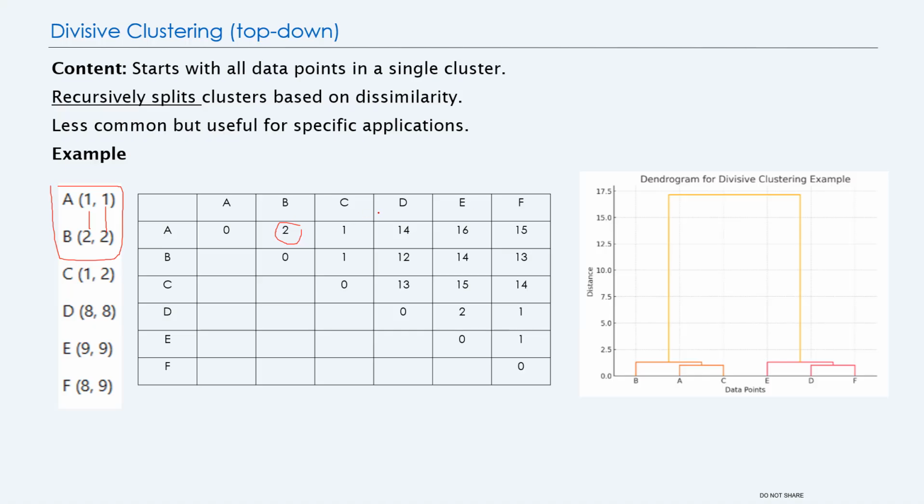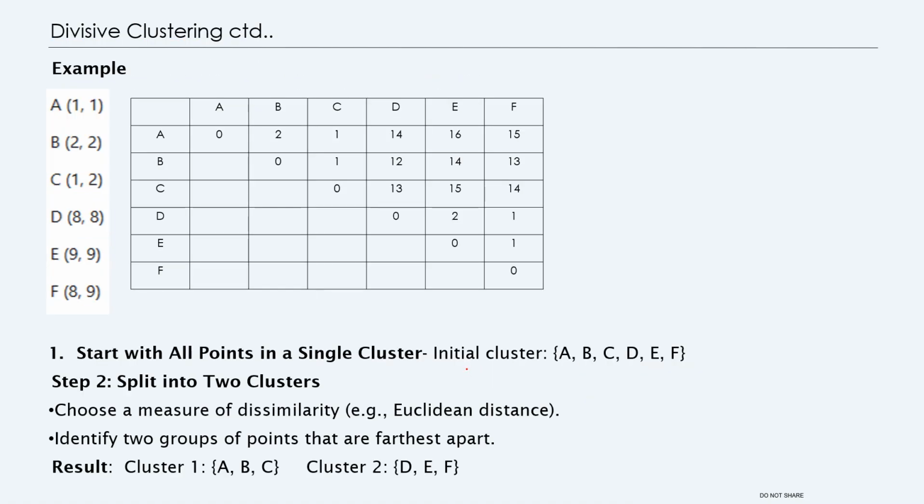So if you take A and D, for example, in this case, 8 minus 1 is 7, 8 minus 1 is 7, so that's how you get 14. So you get the idea, so you fill out the table. Now you can try to come up with the clusters, for example. So we start with all points in a single cluster. Initial cluster is A, B, C, D. Now we have to split into 2 clusters. So to split into 2 clusters, we are going to identify the group of points that are farthest apart.